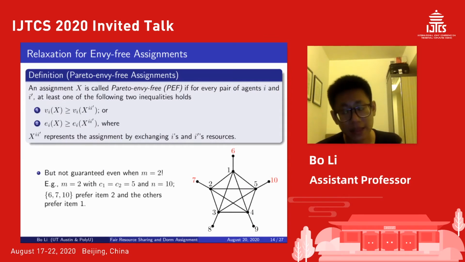And here is an example. If we check this example, we enumerate all possible assignments for this problem. We can see that there is no Pareto NV-free assignment.